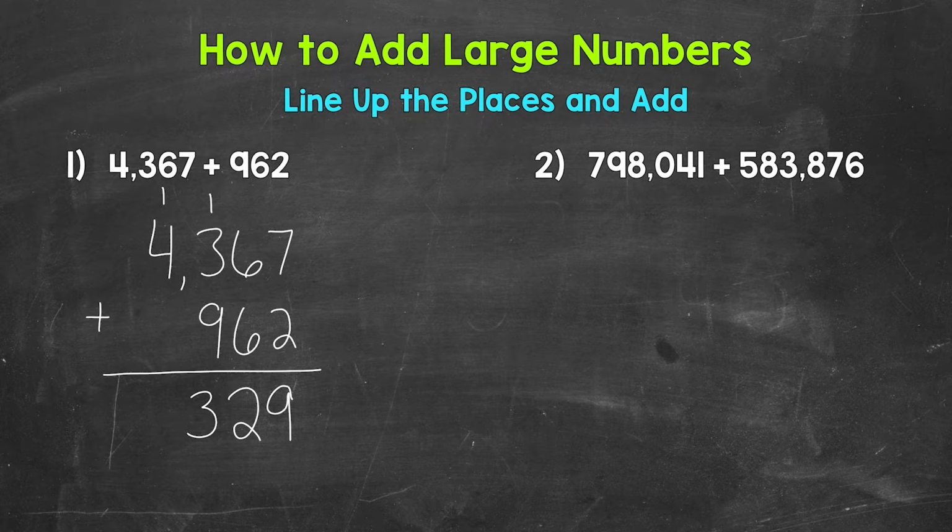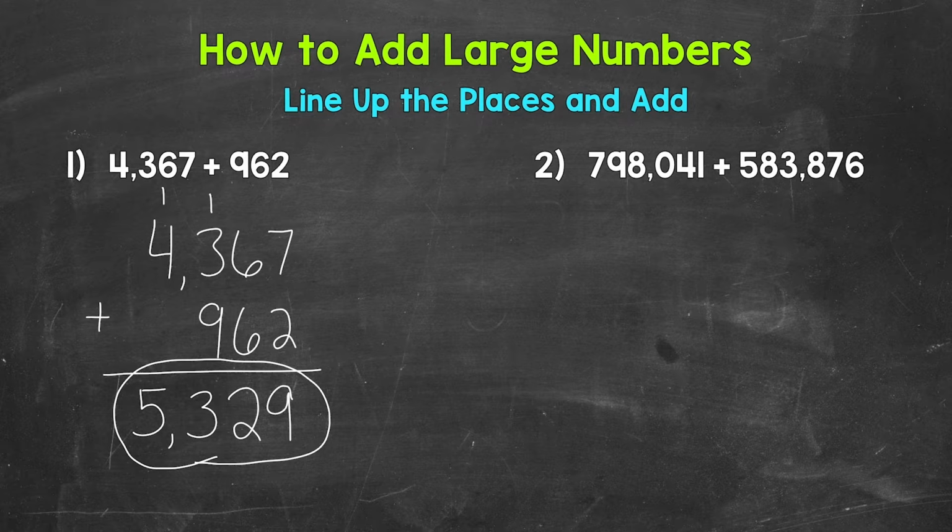Now we end by moving left to the thousands place, where we have 1 plus 4, which equals 5. Now technically we did 1,000 plus 4,000 because we are in the thousands place. We can place the comma in our answer, and we end up with 5,329.